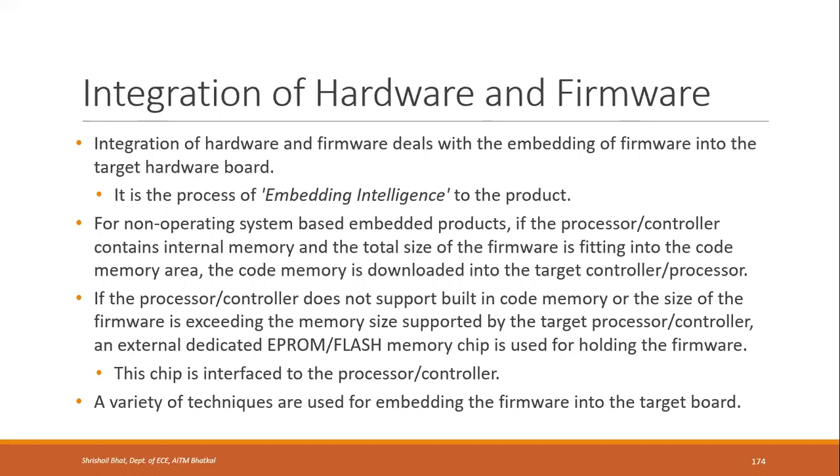For non-OS based embedded products, if the processor or controller contains internal memory and the total size of the firmware fits into that code memory, then the firmware is downloaded into the target processor or controller. But if the processor or controller does not support built-in code memory, or the size of the firmware exceeds the memory size supported by the processor or controller, then an external dedicated EEPROM or flash memory chip is used for holding the firmware. That means if there is some internal code memory and the size fits it, you can use that for the code memory. If it doesn't fit, you have to use an external memory.